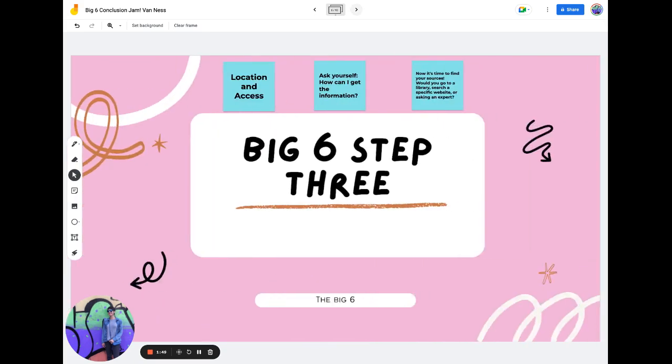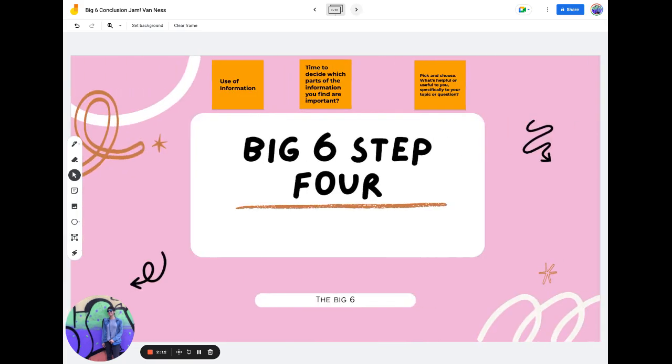For step 3, this is all about location and access. So here you're going to determine where to find the sources. The question you're asking yourself is, how do I get the information? So now it's time to go out and find it. Are you going to a library? Are you searching a specific website? Or are you asking an expert?